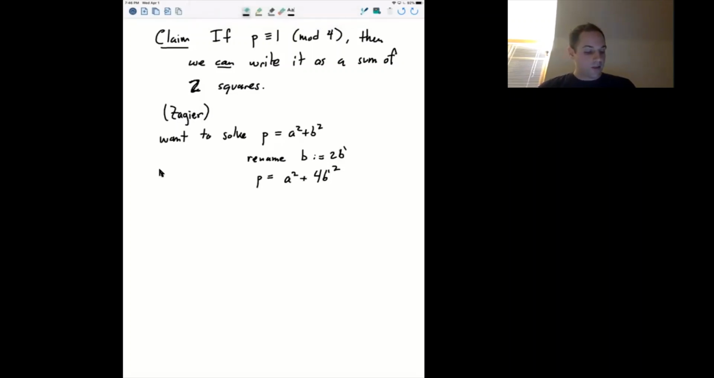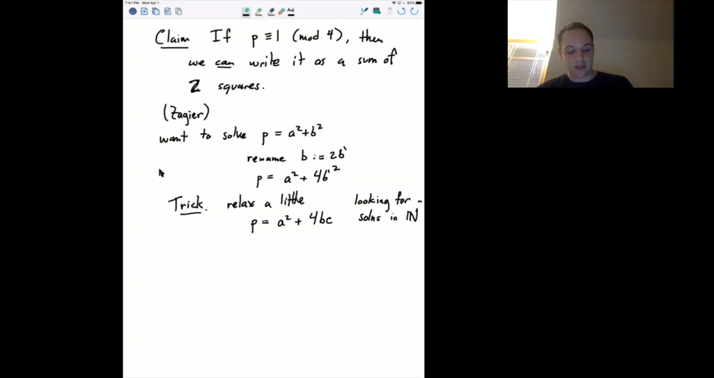Okay. And so the key trick that Zagier came up with is to relax a little and try to solve a much simpler equation. So try to solve the equation P is equal to A squared plus 4 times B times C. Okay. And I'm only trying to solve these in the natural numbers. So I'm looking for solutions in N cubed now, because there's 3 unknowns, right? P we already fixed. We fixed that at the beginning of the page. So I'm trying to find A, B, and C, which solve this.